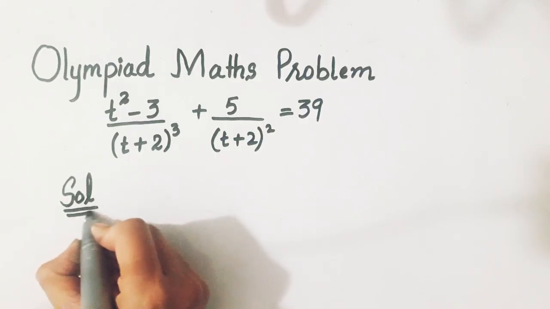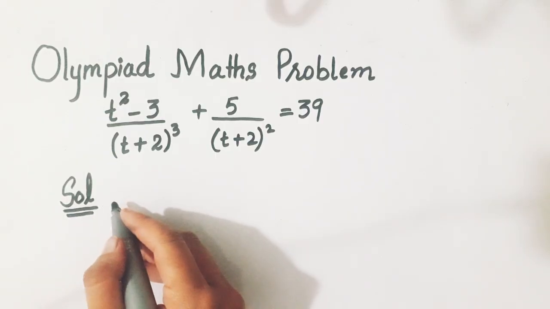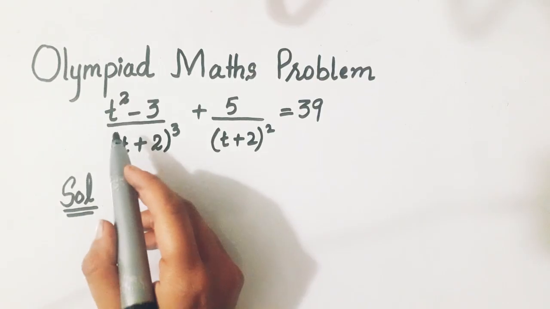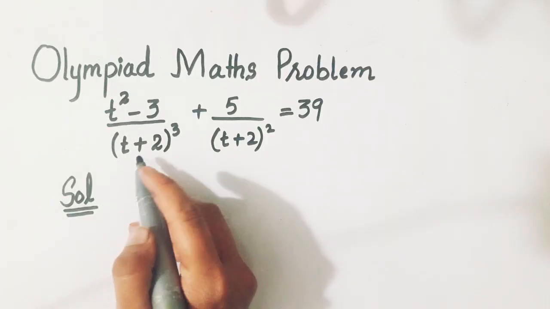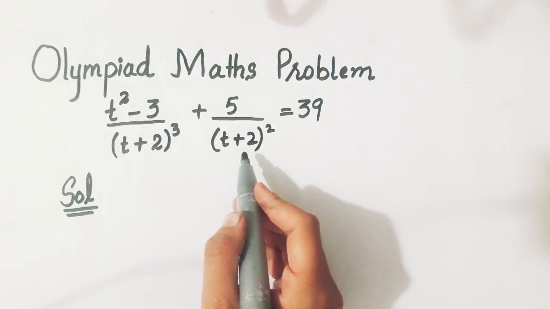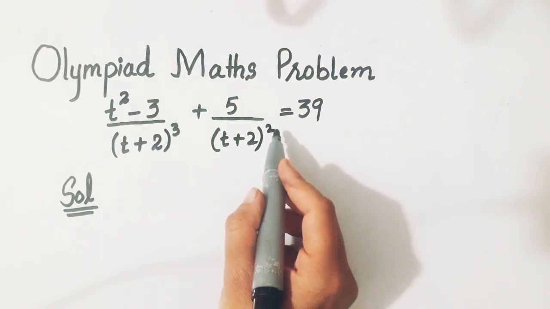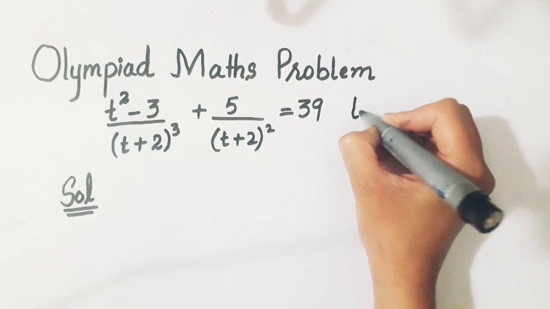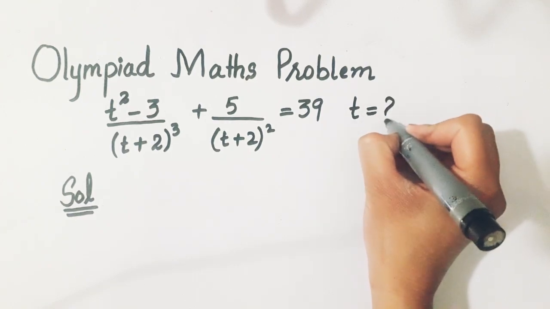In this video, we will solve a very interesting Olympiad math problem that looks tricky, but when I solve this, it will become very easy and simple. The problem is (t² − 3)/(t + 2)³ + 5/(t + 2)² = 39, and the question is that you have to find the value of t.